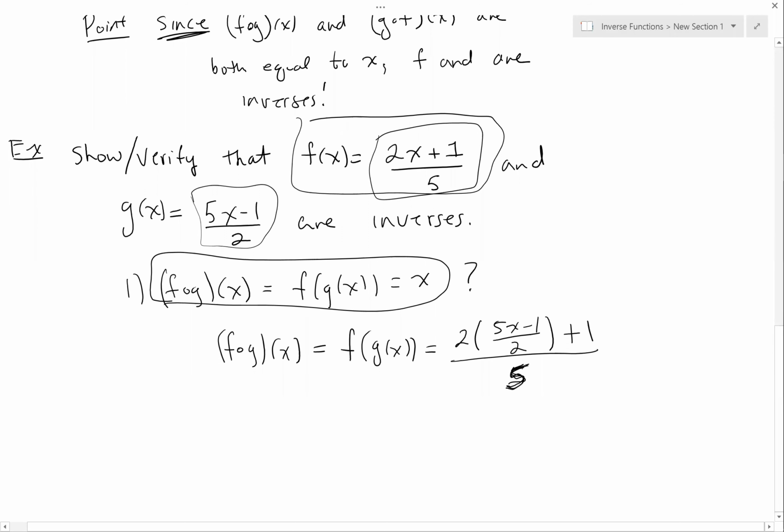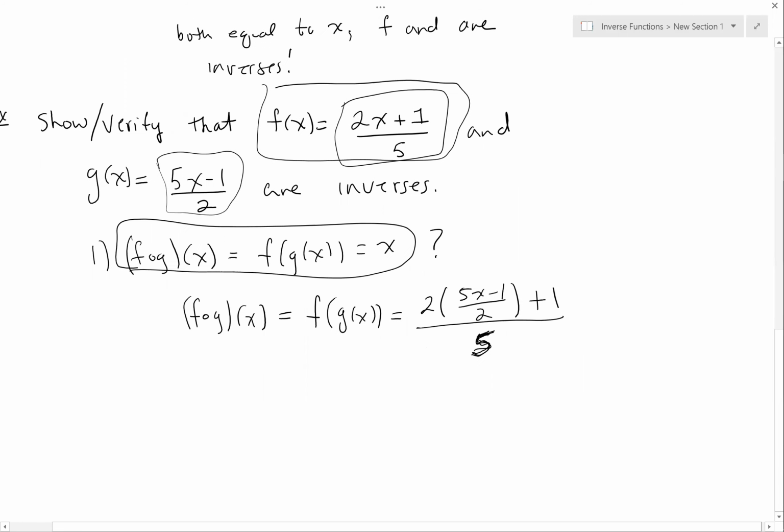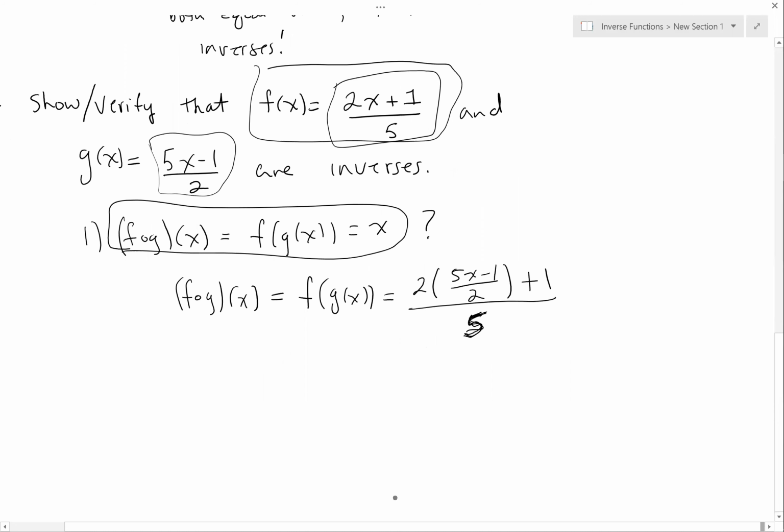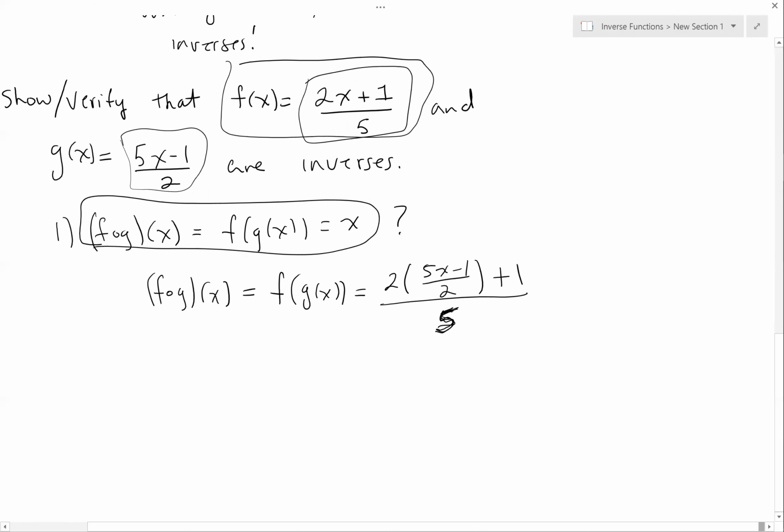All right, so if you need to, take a second to think about what I just did. I'm plugging g of x, the expression for g of x, the output, into f as the input for x. So think about how I arrived at that expression. And then if you're okay with that, we're just going to go ahead and simplify step by step. Please do not just write that this is equal to x. We have to show it step by step.